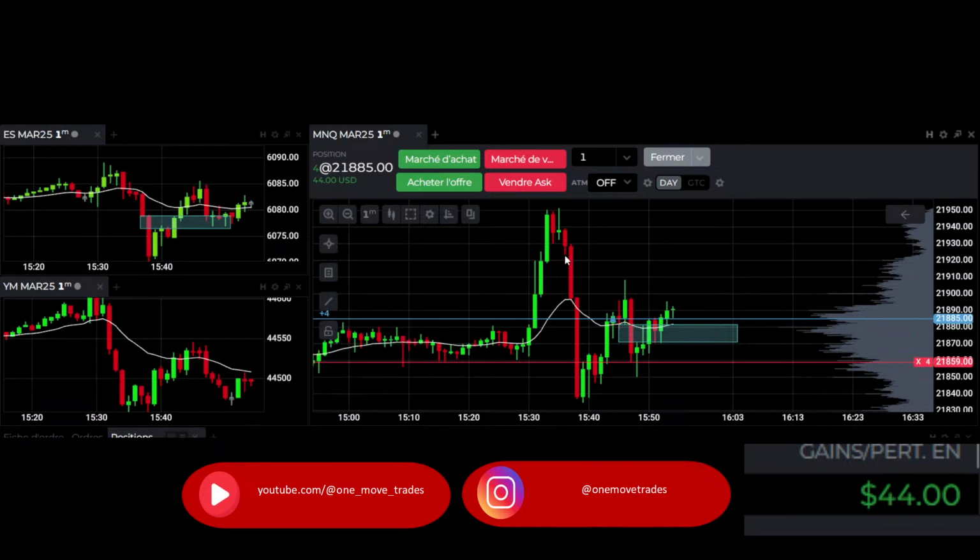So for sellers, I think they will go and short from this area, and they will enter here with stop loss above this fair value gap, or maybe above this high.